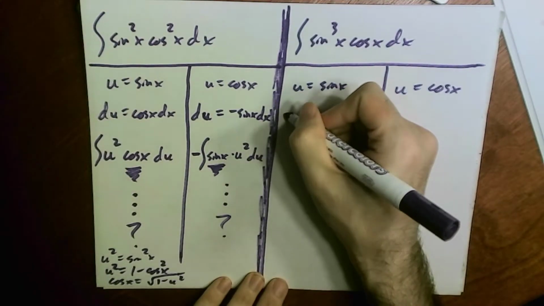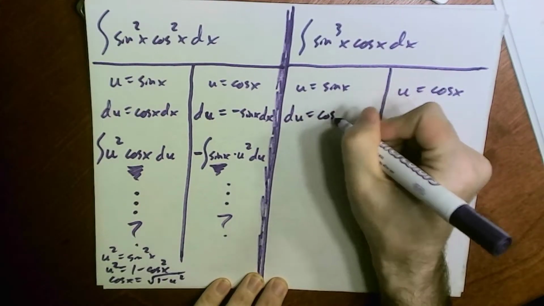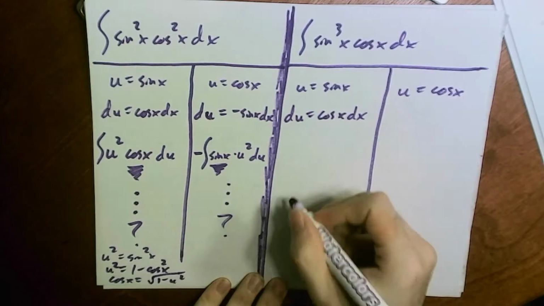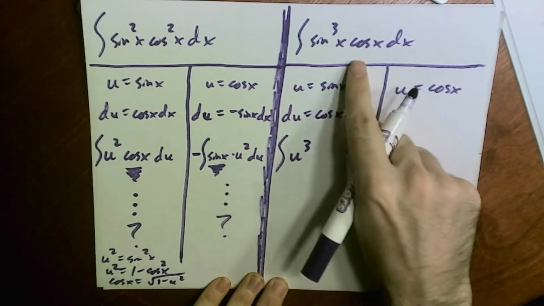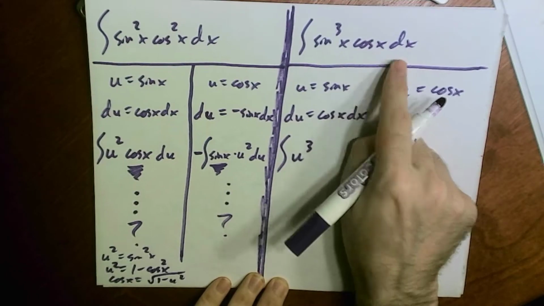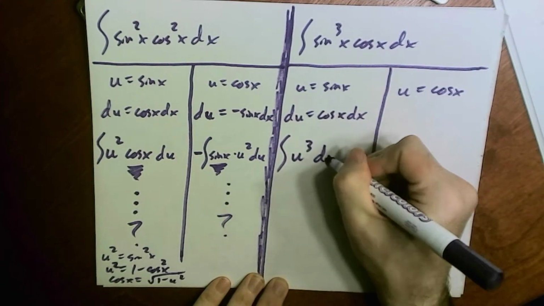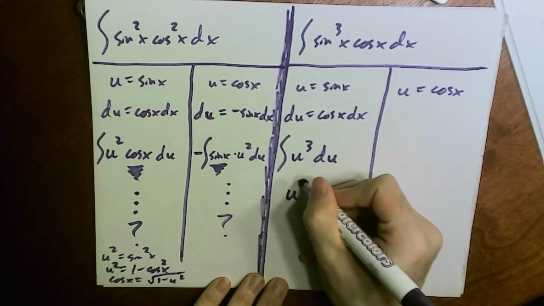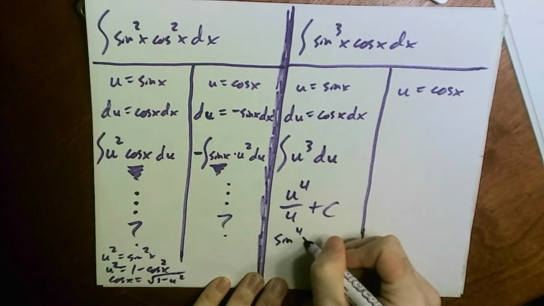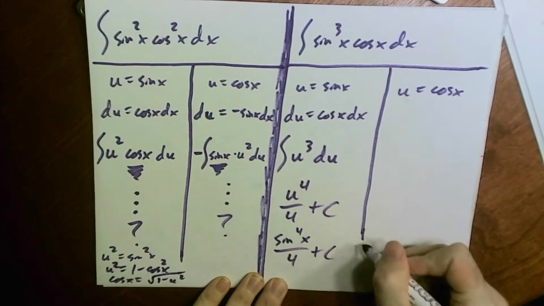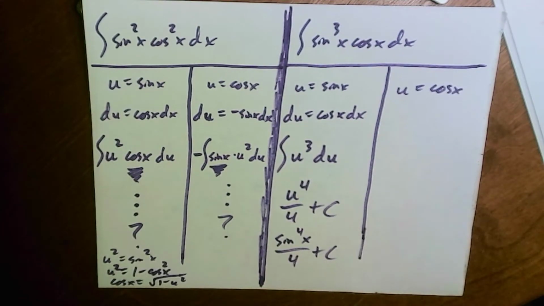Let's try the other side. If I sub for sine, I get that du is cosine of x dx. So when I sub in, my sines each become a u, so I get a u cubed, and I use my cosine x dx for du. No problem. U to the 4 over 4 plus c, giving me sine to the 4th of x divided by 4 plus c. That worked out beautifully. No big deal.